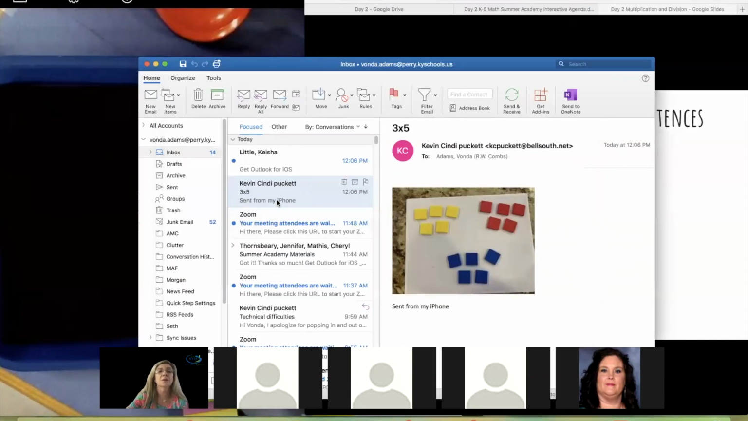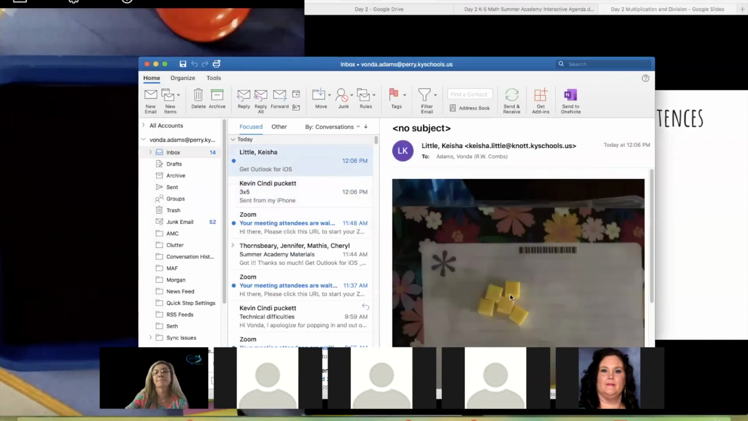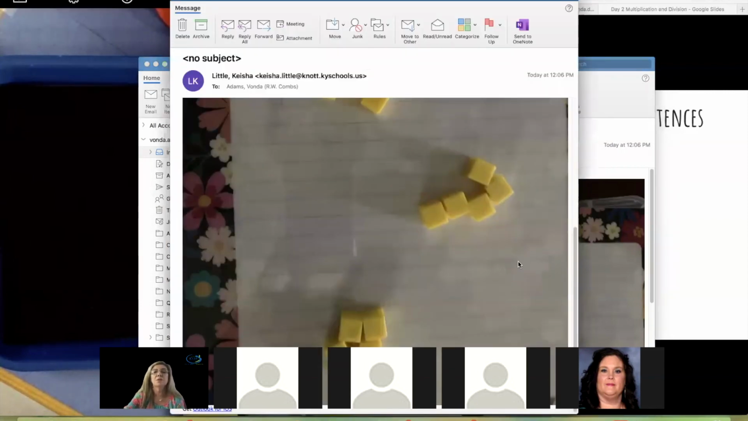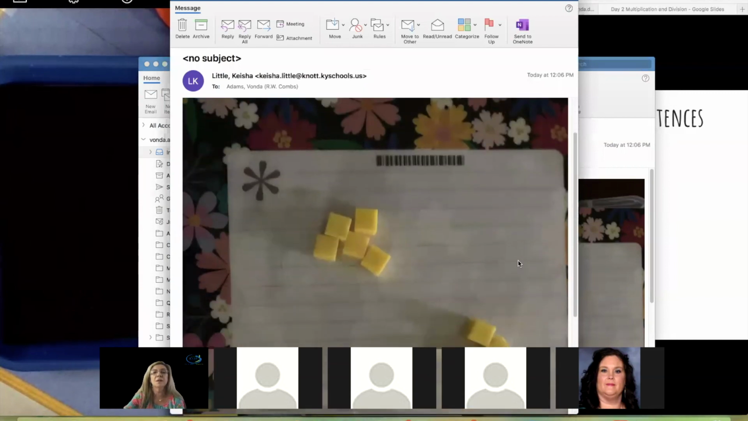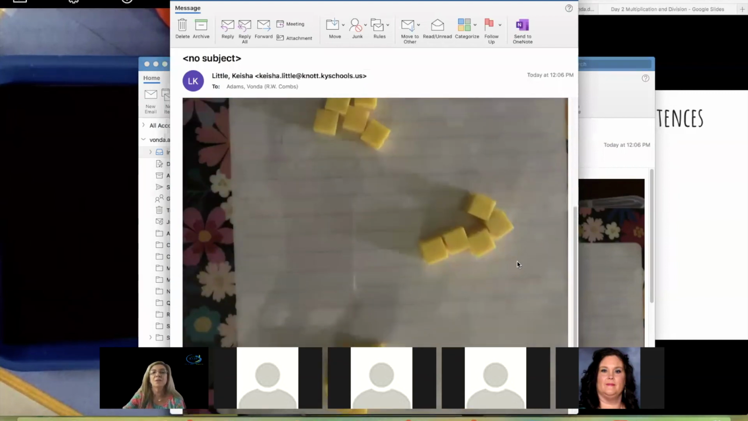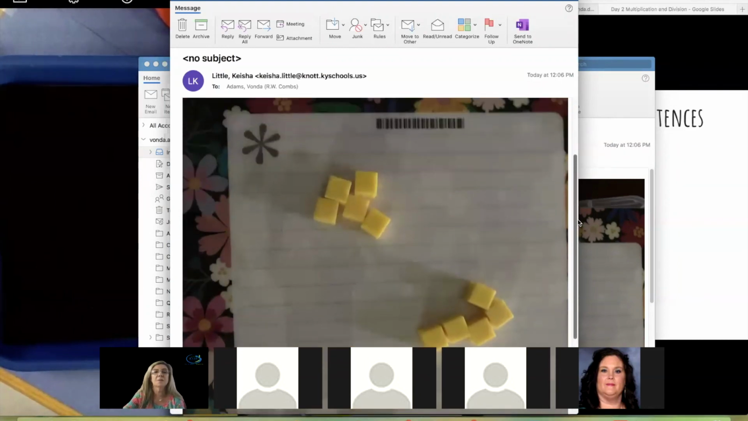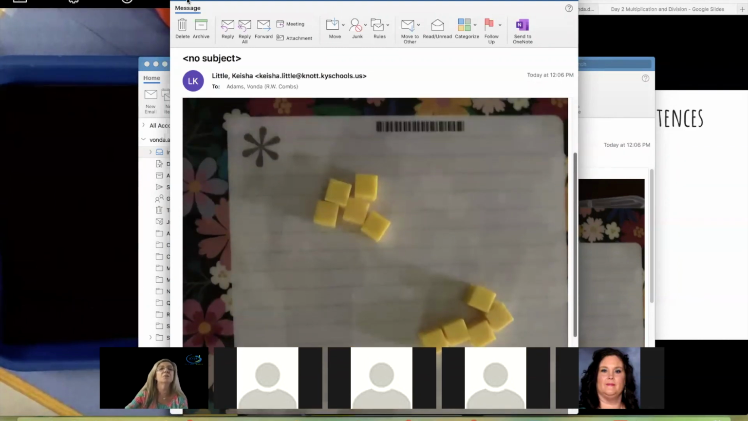Let's see what else I've got. Here's Keisha's. Open it up. Okay, so Keisha's used her base 10 ones units there like I've been using. You can still see distinctly, you've got 3 equal groups. And we've got 5 in each group. All right, thank you.